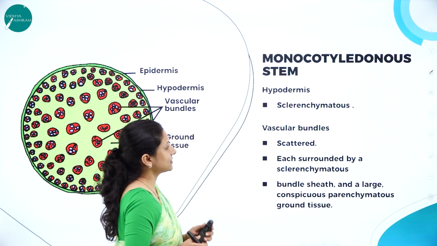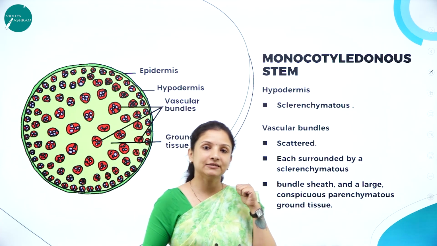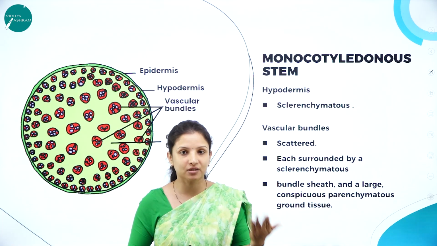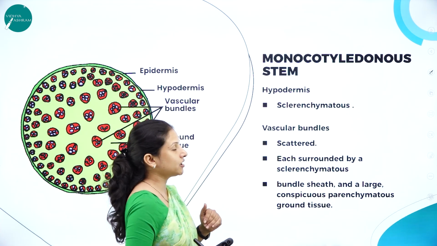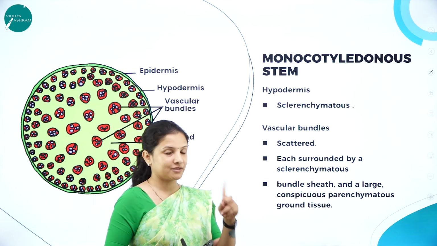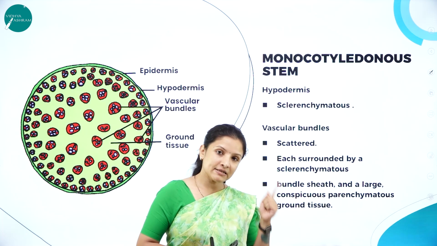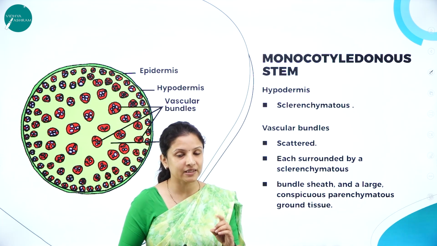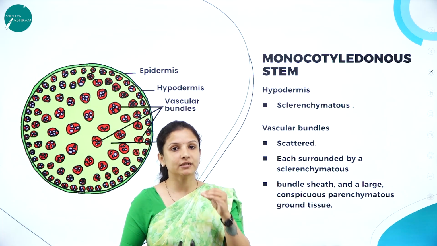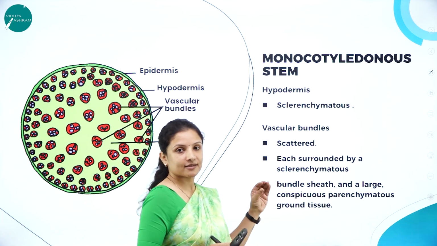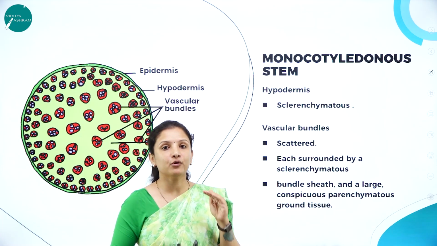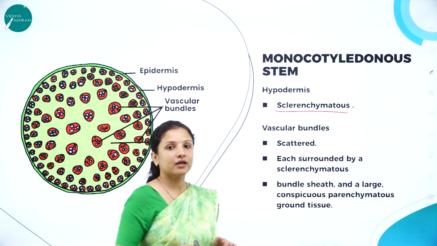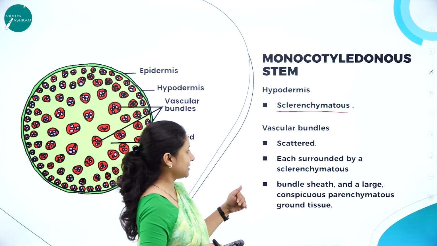So the monocotyledonous stem, here also it has the epidermis which forms the outermost layer or the outermost covering, and below the epidermis is present the hypodermis. So if you remember, in the dicot stem, the hypodermis was made up of what type of cells? It was made up of collenchyma cells, right? But in the case of the monocot stem, the hypodermis is made up of sclerenchyma cells. And talking about the rest, it's the same.